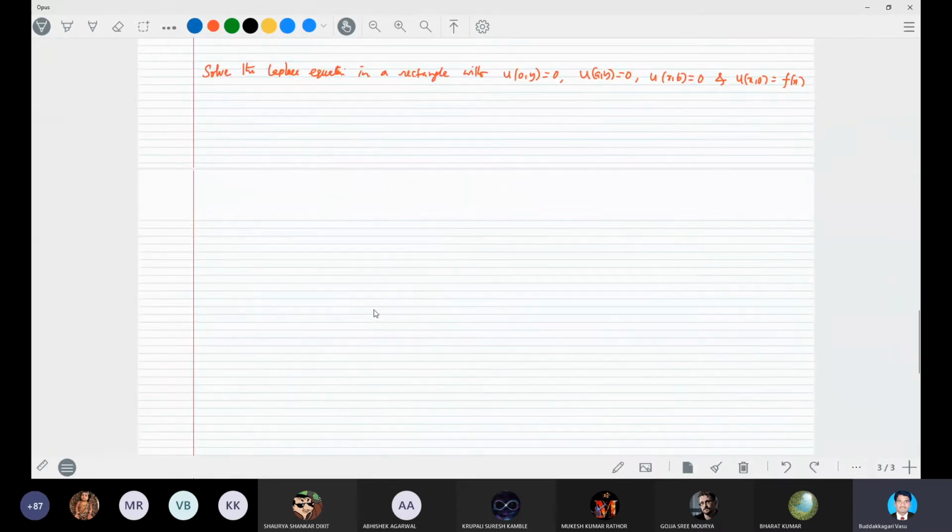This is the Laplace equation. It is a two-dimensional heat conduction equation. Any doubt in this? Now I would like to give you another problem of heat conduction equation, the heat equation that we have seen. So, the one-dimensional heat equation.